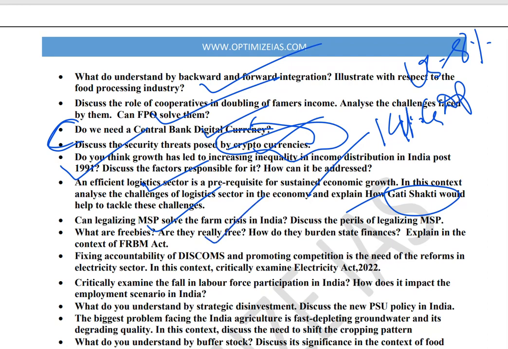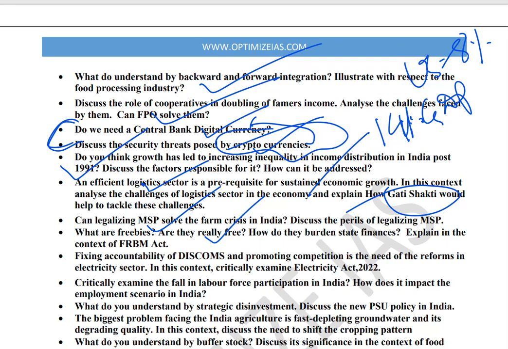Are they really free? How do they burden the state finance? Explain in the context of FRBM Act. So basically freebies are in news in the last couple of months. So they can link freebies with the state budget or budgeting, and they can ask you, okay, what are the fiscal implications of freebies?